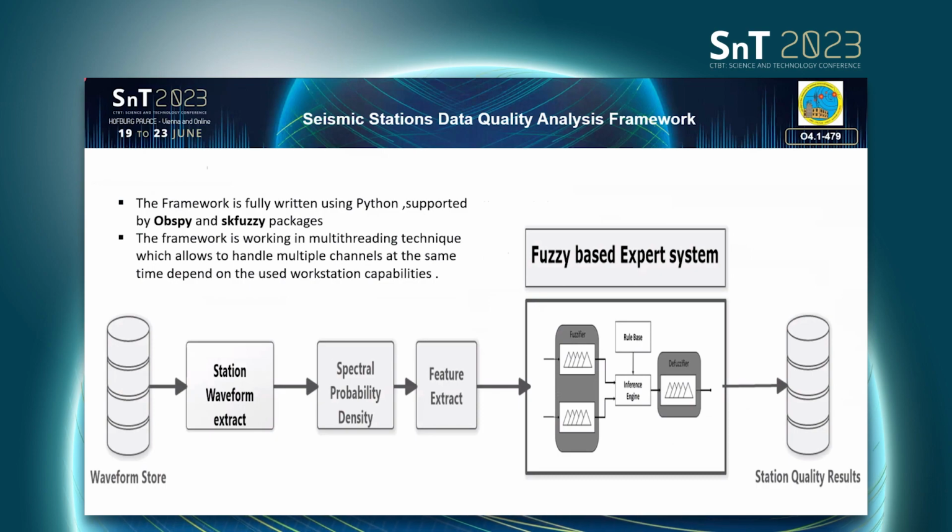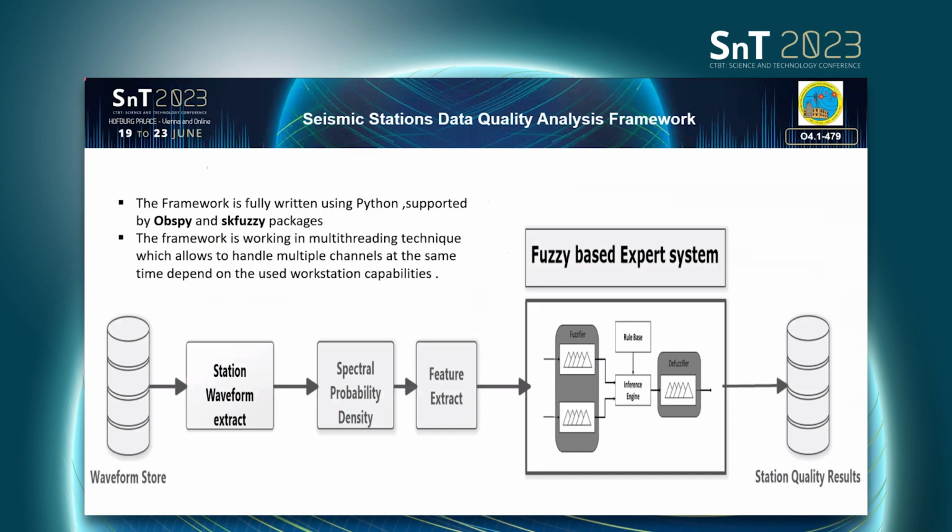The system starts with extracting the waveform itself for a specific station and specific channels, then calculating the power spectral density, then phase, to extract the important features that the expert needs to use to express his knowledge or his expertise and convert it into simple rules. Then, with these extracted features, the fuzzy system can use the fuzzy rules that have been illustrated and imported by the expert, and can calculate the quality.